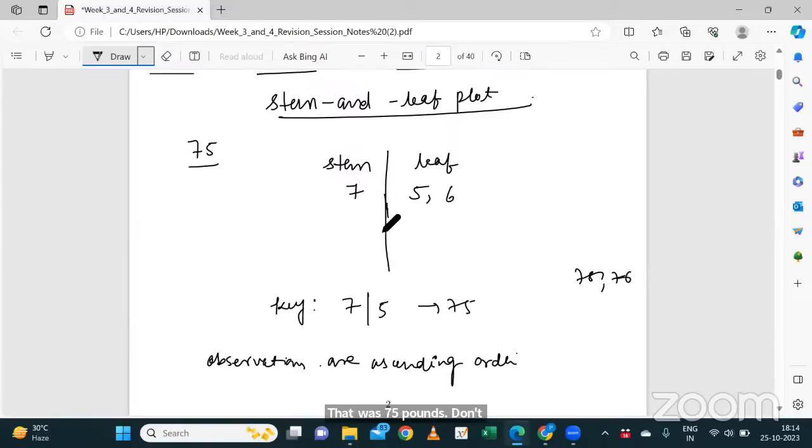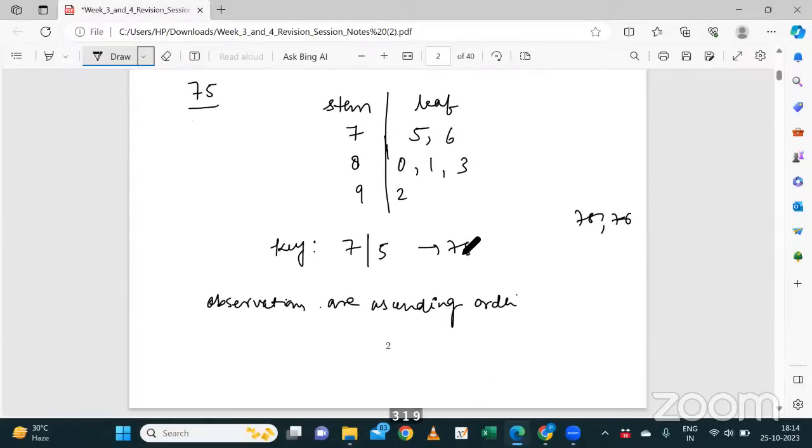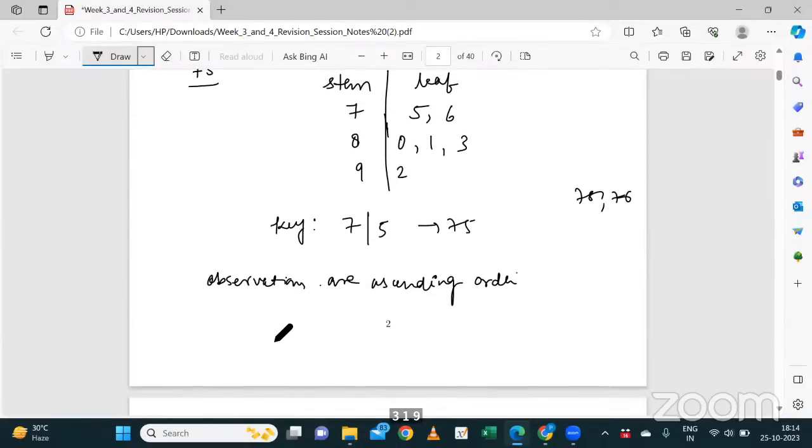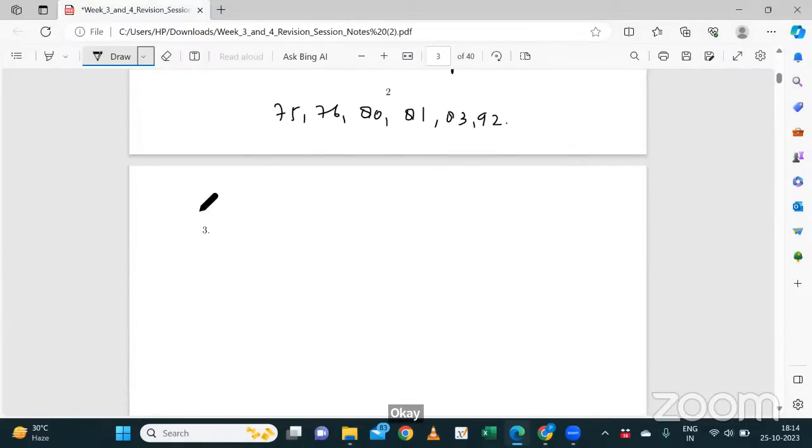Let me write down something. Let's say I write 8 | 0 1 3, then 9 | 2. What are the observations you have? 75, 76, 80, 81, 83, and 92. So these all are observations from your stem and leaf plot. Correct or not?